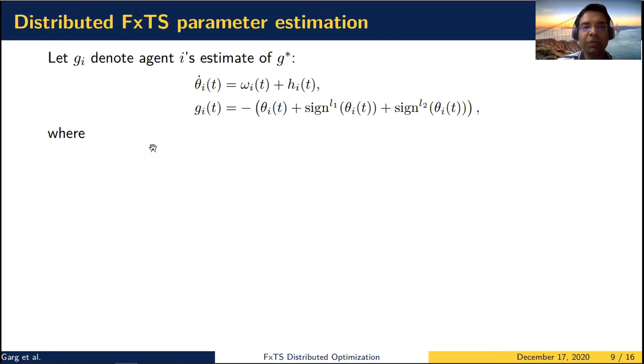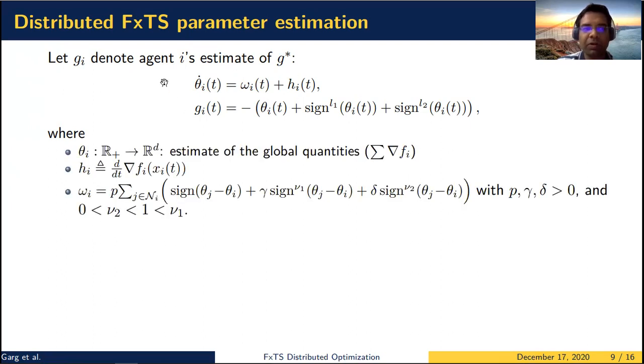So in order to implement this in a distributed manner, we need an estimate of G star for each agent, which we denote as GI, which is given as this particular expression on the right-hand side, where theta I is the solution of this dynamical system, where omega I is given out of this equation, which guarantees that all the individual theta i's come to a consensus within a fixed amount of time. And this hi function guarantees that this consensus value is nothing but the summation of these gradient fi's.